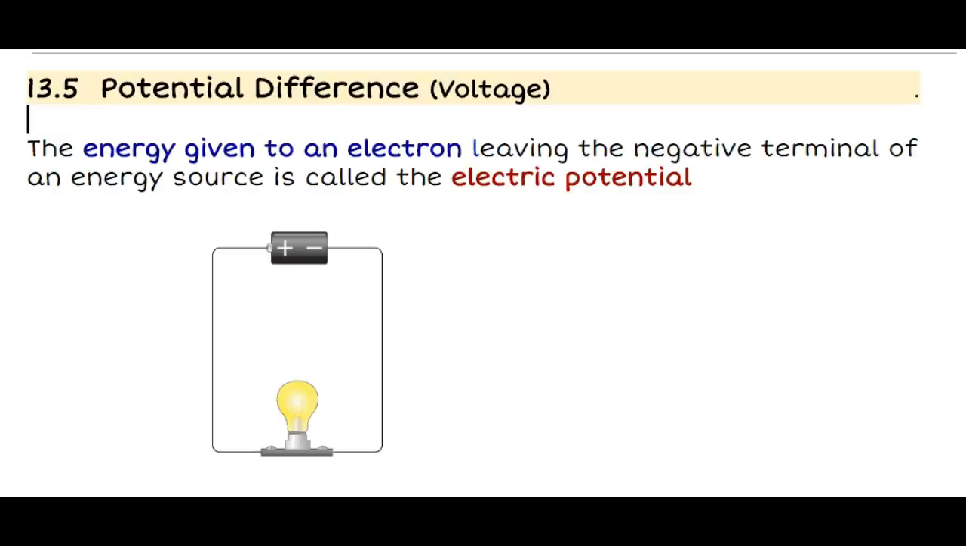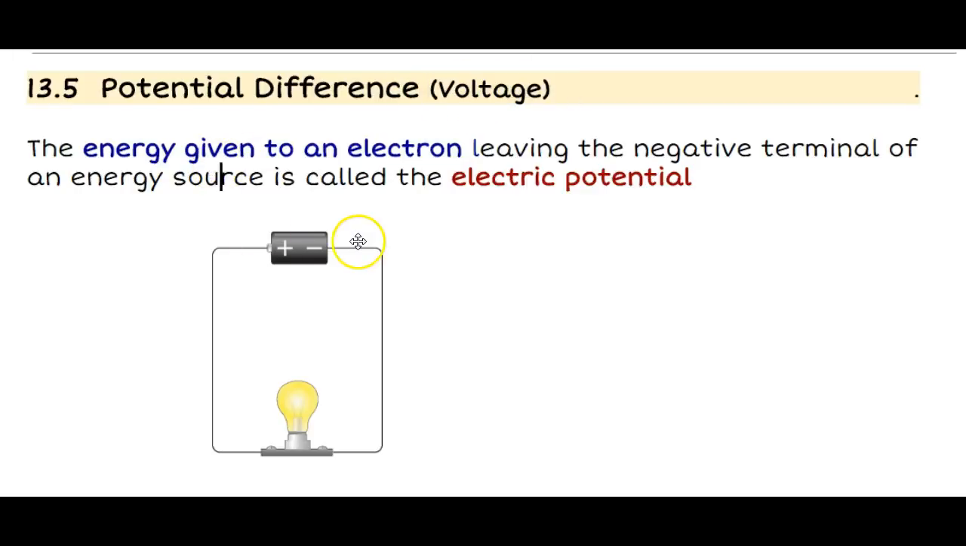So in this lesson, we're going to be continuing our conversation about aspects of an electric circuit and current electricity. In the last video, we looked at defining and trying to get an understanding of what electric current was. And today we're going to be looking at a different term, and the term is called potential difference. You may know it more by its more familiar term, which is voltage.